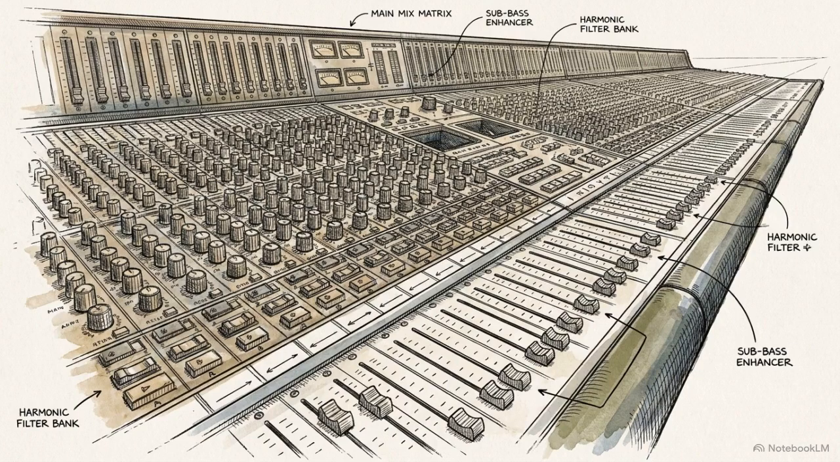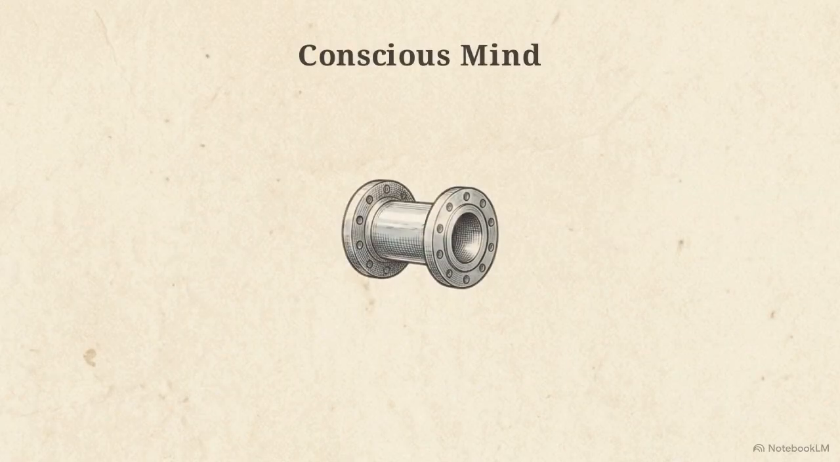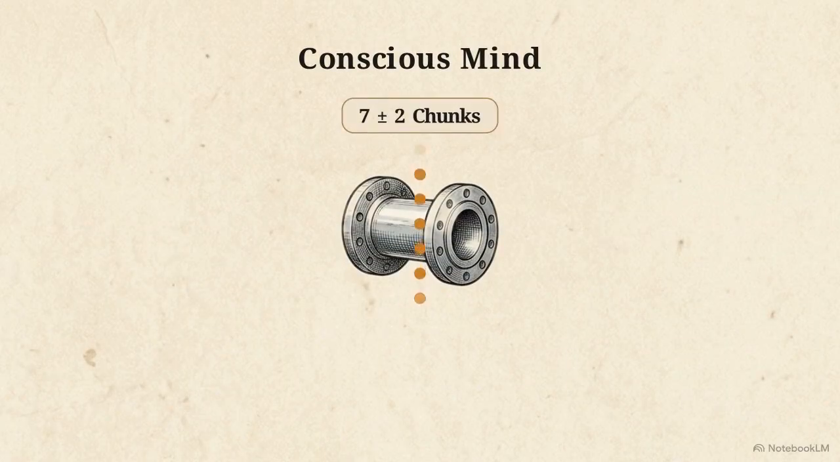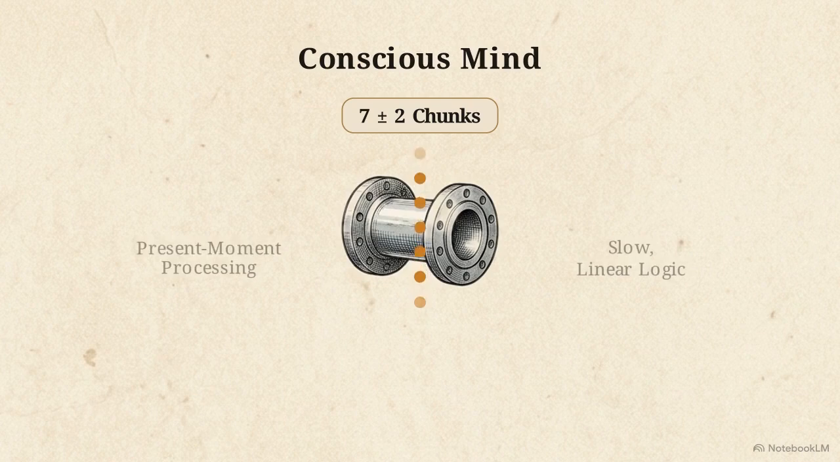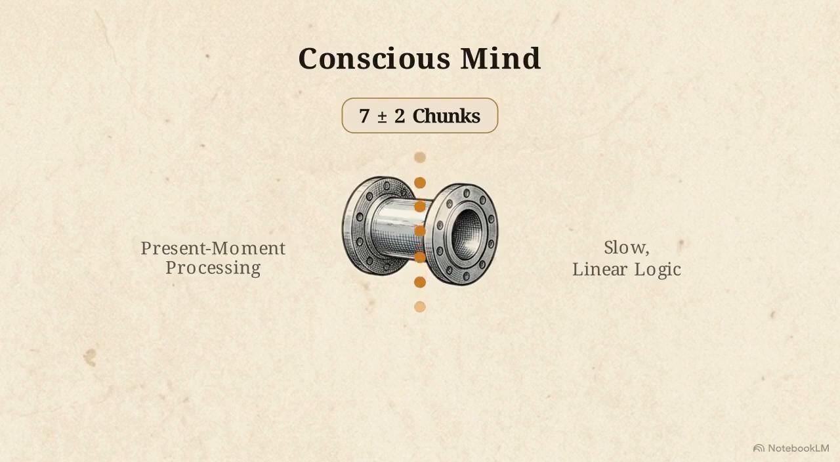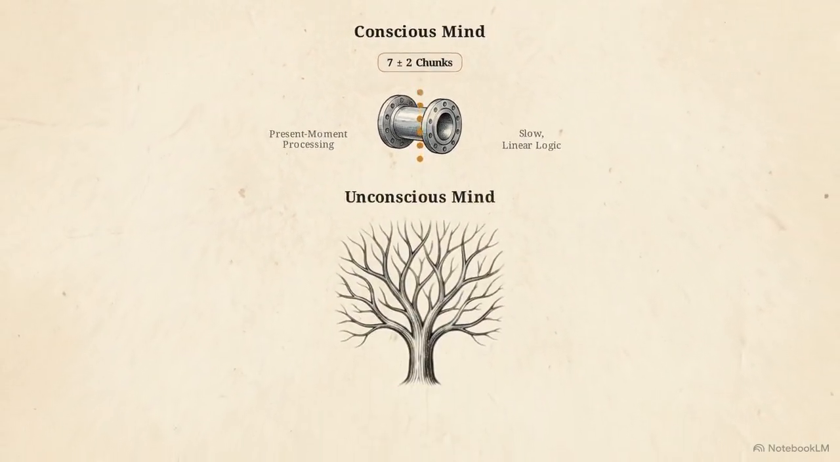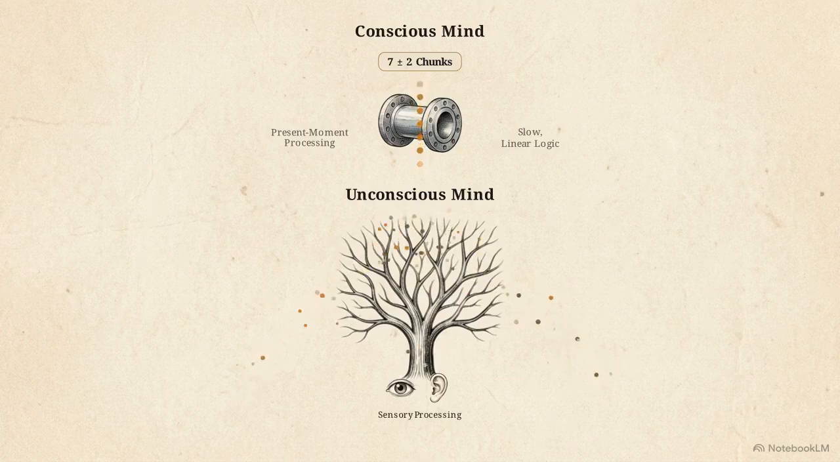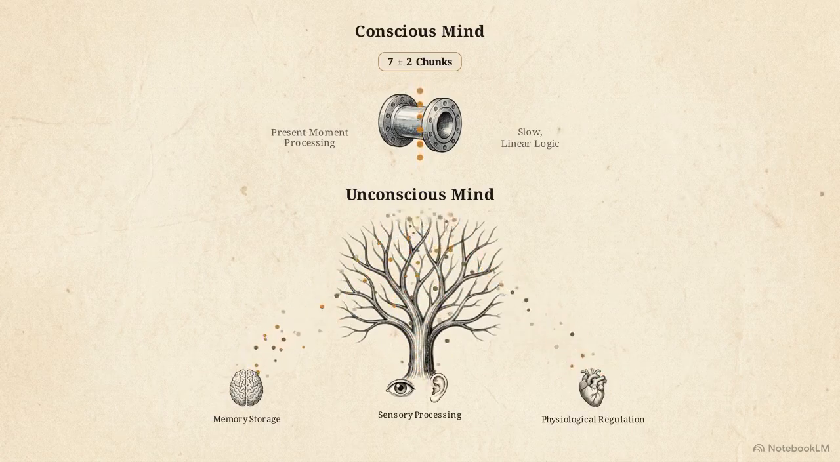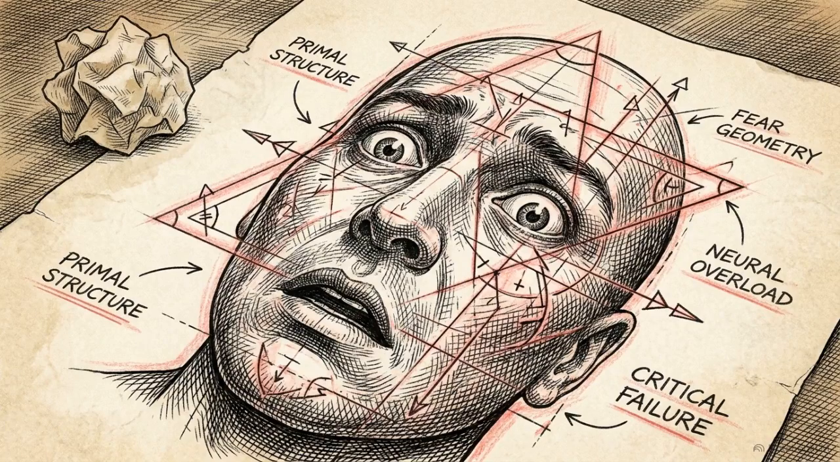So what part of the brain manages these millions of submodality sliders? This diagram compares our processing bandwidths. It shows that conscious attention can only hold about 7, plus or minus 2, chunks of information simultaneously. This bottleneck restricts our conscious awareness to present-moment processing and slow linear logic. Below that narrow pipe is the massive network of the unconscious mind. This is where the bulk of sensory processing, memory storage, and physiological regulation occurs. The unconscious operates outside direct linguistic control. It doesn't process negatives or abstract words. It processes symbols, emotions, and primary sensory channels.